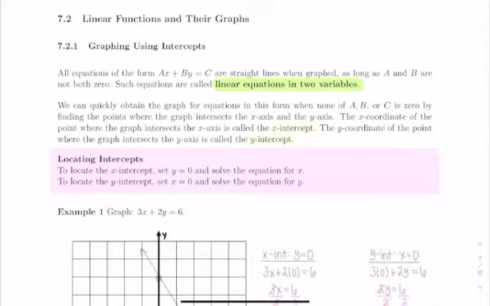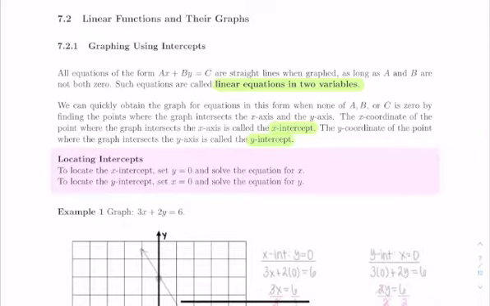We can quickly obtain the graph for equations in this form when none of a, b, or c is 0 by finding the points where the graph intersects the x-axis and the y-axis. The x-coordinate of the point where the graph intersects the x-axis is called the x-intercept, and the y-coordinate of the point where the graph intersects the y-axis is called the y-intercept.